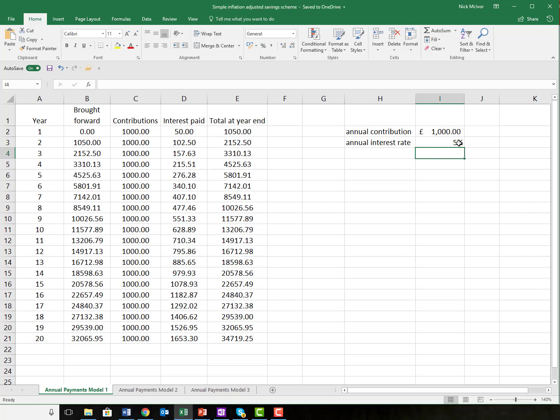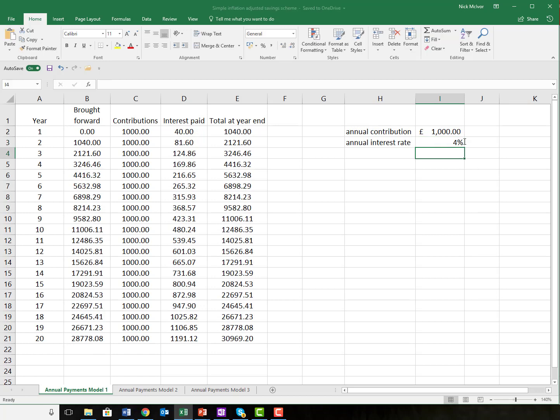Oh, you can see I've changed my annual interest rate from 4% to 5%, and as you can see, the amount of money I've got at the end of my 20 years is quite a bit more. Notice how much difference quite a small change in the percentage rate can mean 20 years down the line. I go back down to 4%, and we fall from 34,700 to 30,900. It's dropped by nearly £4,000.